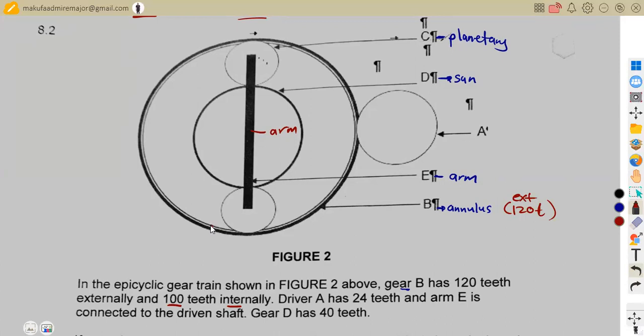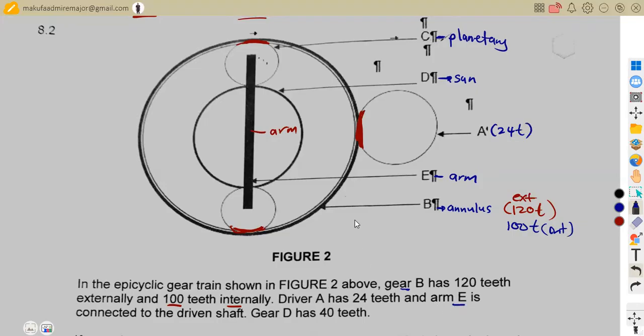So here there is an internal part, the one that is inside, and the external, the outer part that is in contact with A. The external is in contact with A, whilst the internal is in contact with the planetary. We said we have 100 teeth internally. Driver A has 24 teeth.